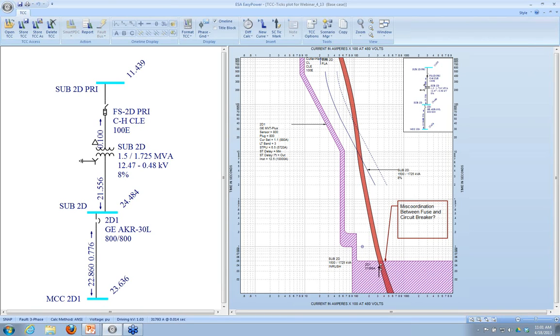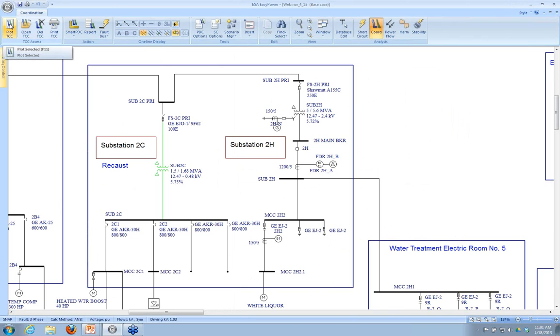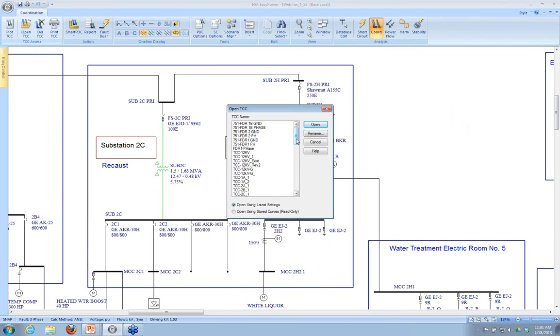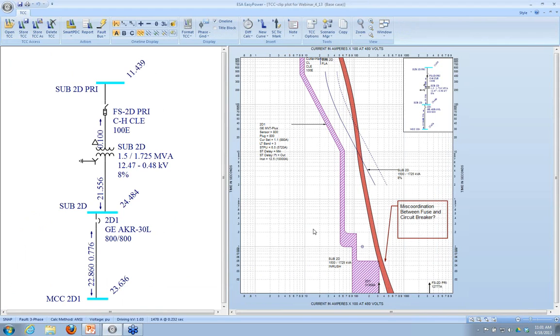So now I can see that this is much more likely, it looks like it's going to coordinate because this breaker simply cannot see current up in this region. So to go to the next step, why not just stop that curve at its maximum fault current? And that's the concept of clipping.